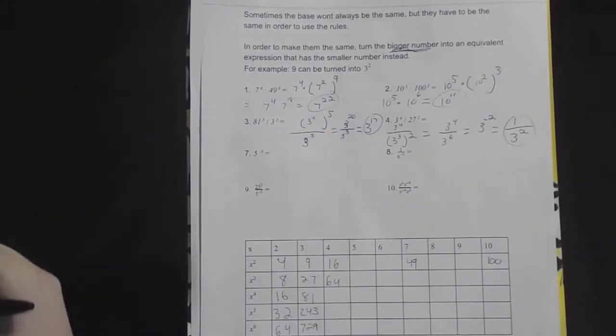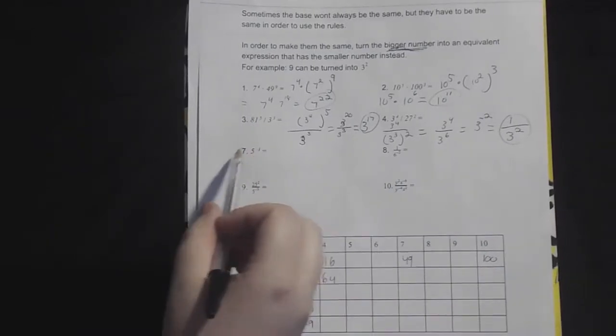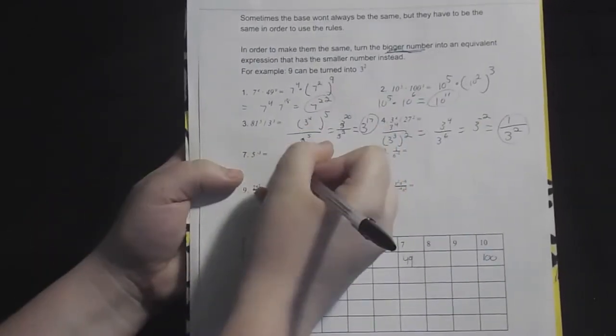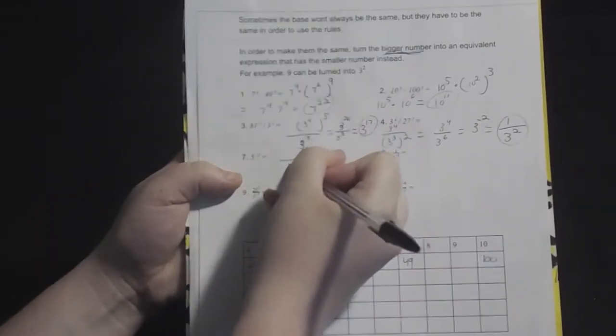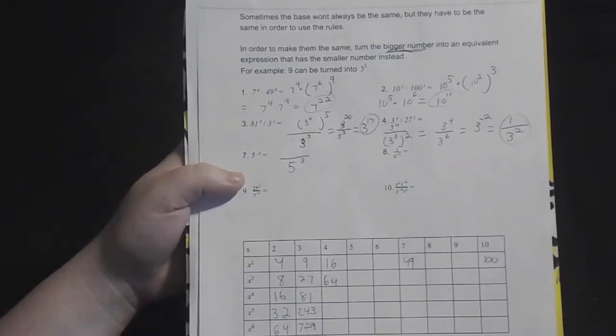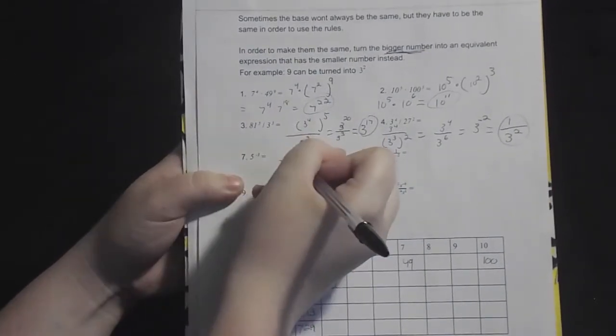Okay? So now that we're in this whole negative exponent thing, remember this 5 to the negative 3 means it's not happy on top. It wants to move to the bottom. So you move it, and you make it positive because it's happy now. And there's still a 1 on top.